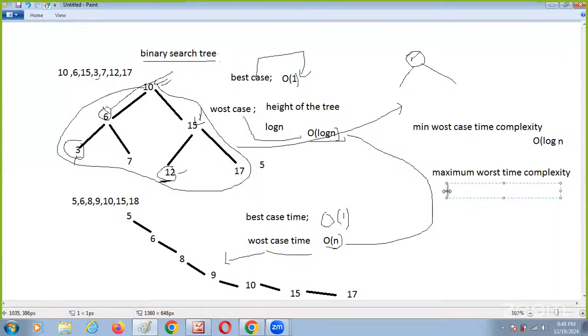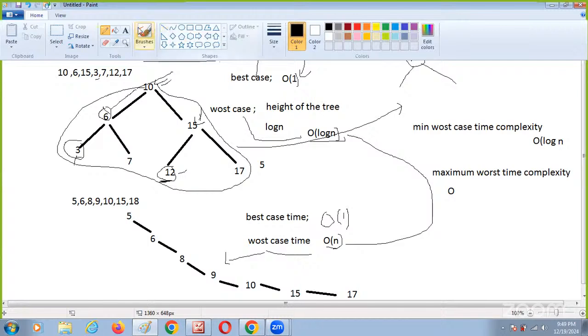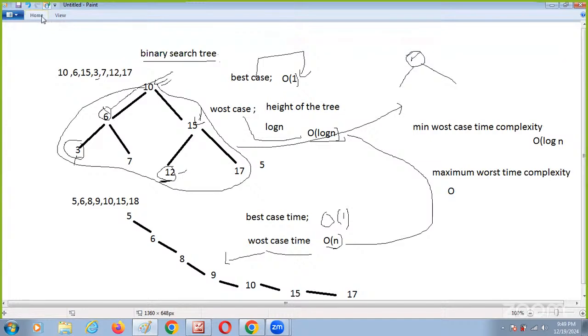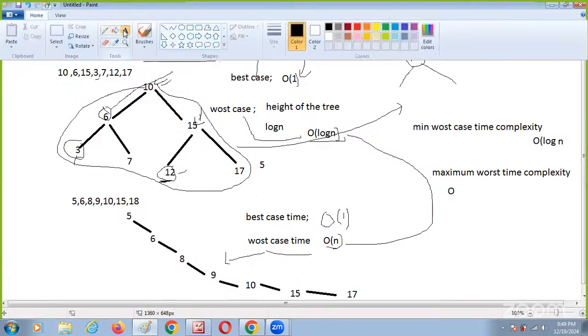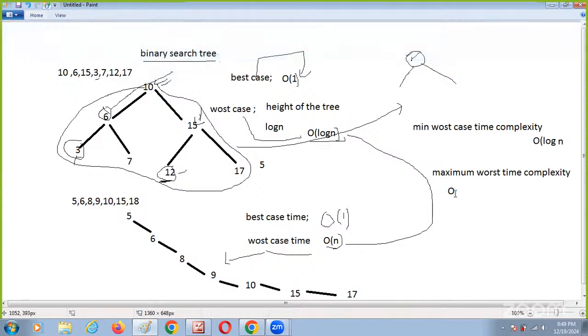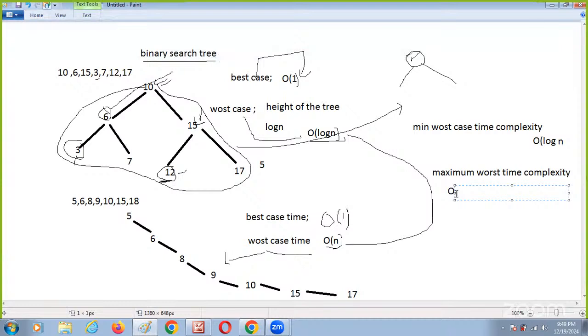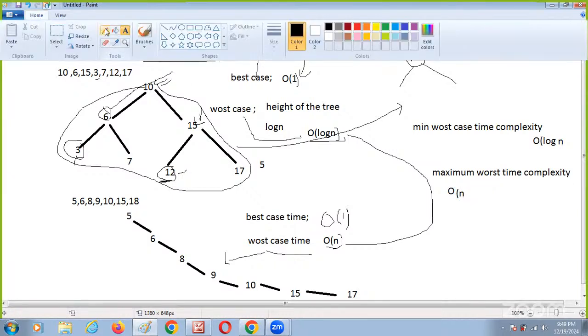And the maximum worst case time complexity is order of n. So this is very important for the GATE.